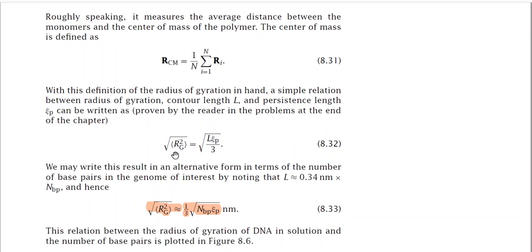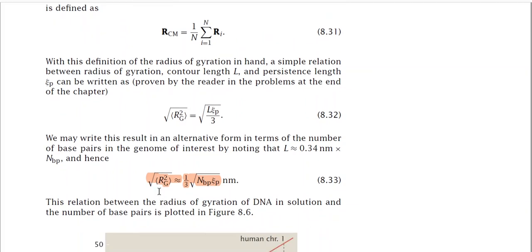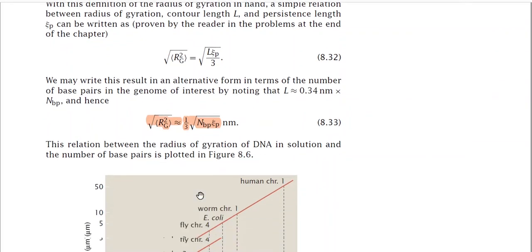We may write this particular result in an alternative form in terms of the number of base pairs in the genome of interest, by noting that genome length L is almost equal to 0.34 nanometer into n bp, where this is the number of base pairs. So if you express the formula in terms of the base pairs, then the same formula can be written as root over of rg square is equal to root over of 1/3 of n bp into epsilon p. So the same formula has been written in terms of the base pair.